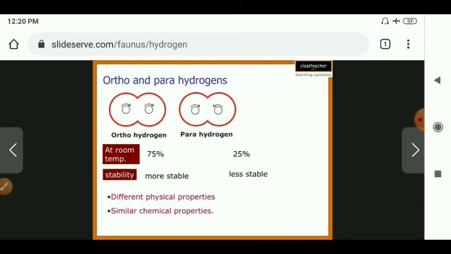So ortho and para differ in physical properties, but are the same in chemical properties. Looking at the two, only the physical properties will be different, but the chemical properties will be the same. What chemical properties? How it is involved in the reaction.